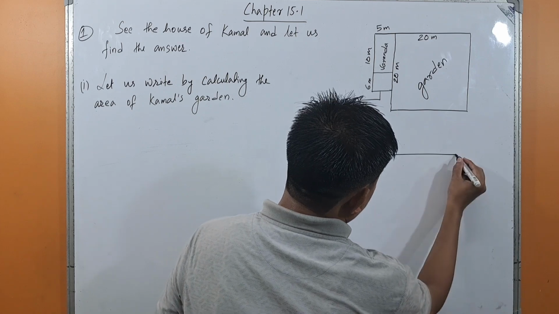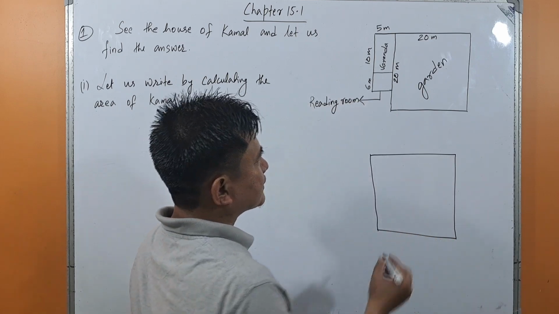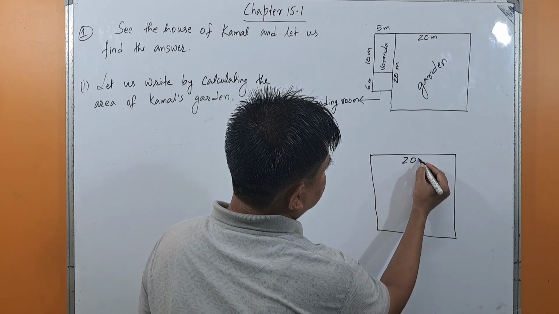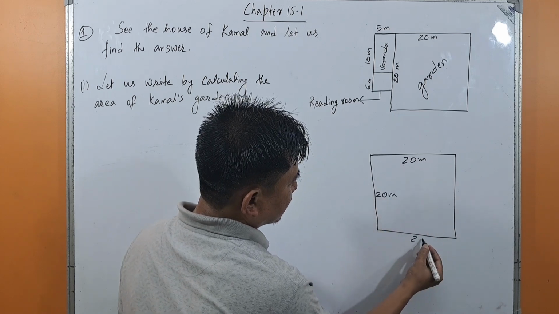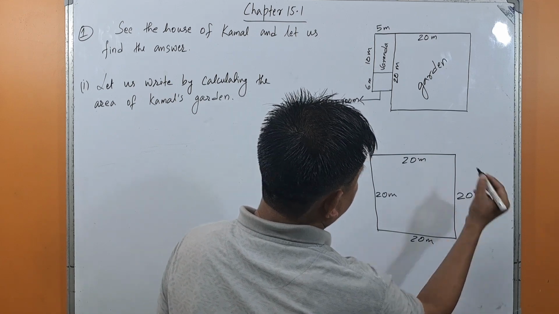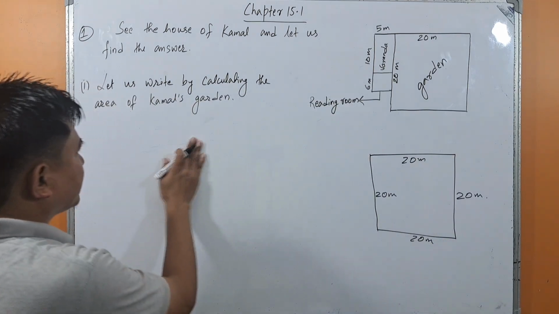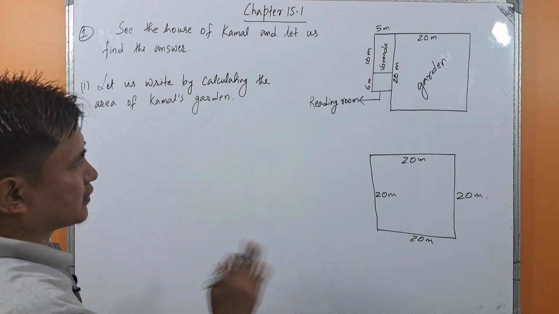Let me draw here. This is Kamal's garden and length of each side is equal to 20 meter. This is 20 meter and this is 20 meter. Obviously this side is also 20 meter and this side is also 20 meter. Okay, first of all let us learn to calculate the area of a rectangular figure or a square figure.